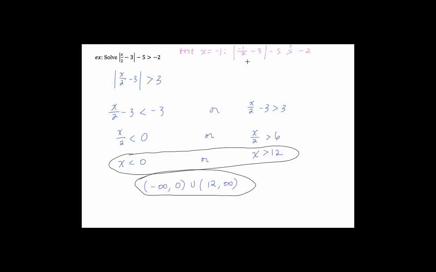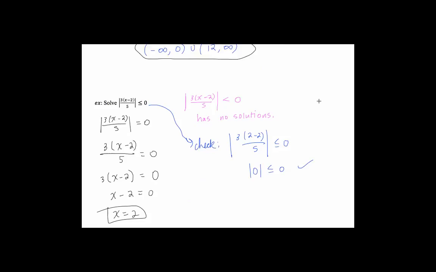-1/2 minus 3, that's -3/2 or -3.5. The absolute value of -3.5 is positive 3.5. And 3.5 minus 5 would be -1.5. And yes, that's a true inequality. -1.5 is greater than -2. So you can do that with any of these problems.